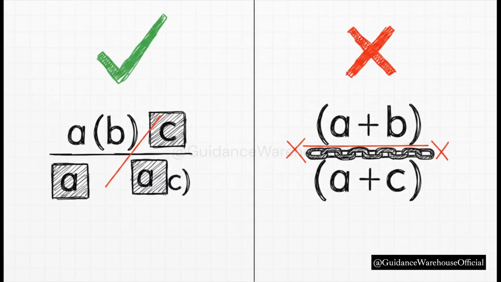And you've got to burn this into your brain. You can only cancel common factors. That means things that are being multiplied together. You can never, ever cancel individual terms, things that are being added or subtracted. That's the whole reason we have to factor first. It turns the expression into things that are multiplied.